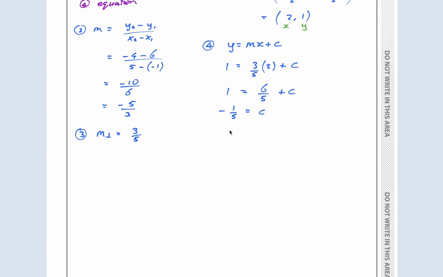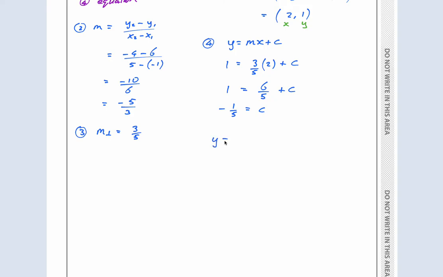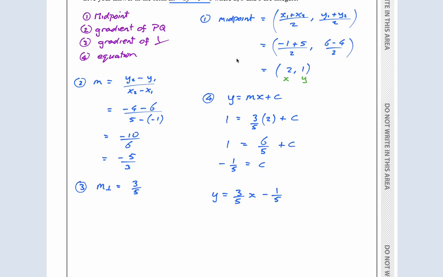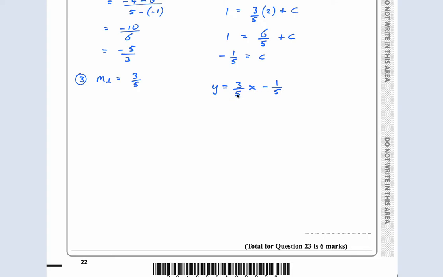Finally, I'm going to write y equals mx plus c, but instead of c, I'm going to put minus 1 over 5. And then finally, because he says give your answer in this form, ax plus by plus c equals 0, where a, b, and c are integers, because he says in this form, I have to get rid of these fractions. I have to multiply across by 5. When I multiply everything by 5, I'll get 5y. Multiply this by 5, it just gets rid of the denominator, and multiply this by 5, it also gets rid of the denominator.